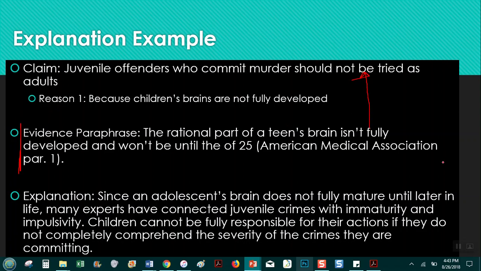So the explanation helps to connect all three of these pieces together. Now I have a really nice paragraph.